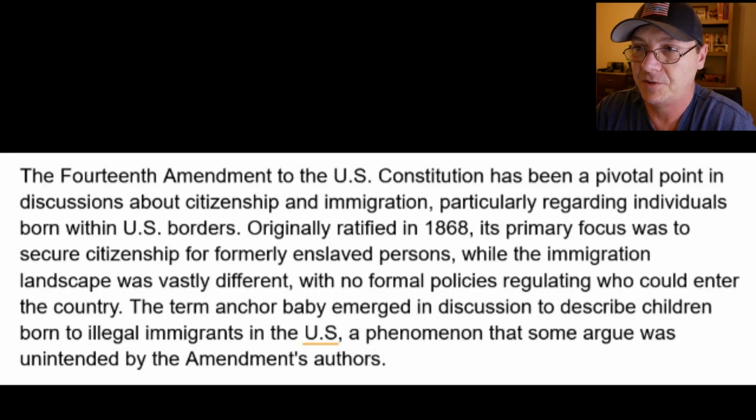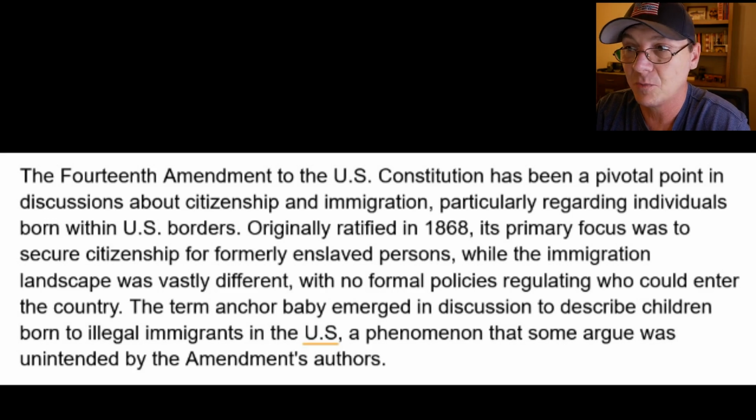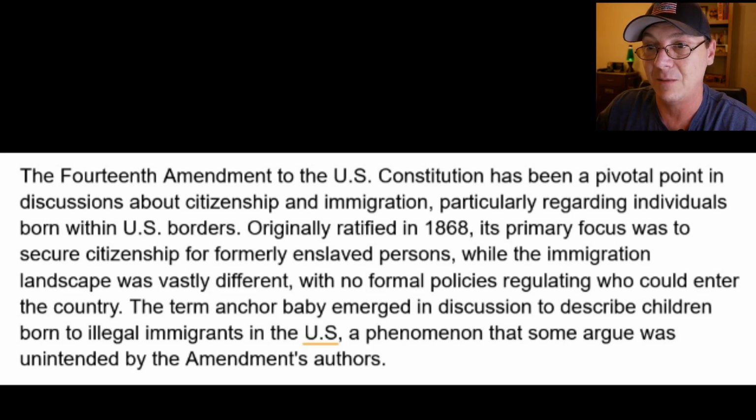So let's talk about background and context for just a moment. The 14th Amendment to the U.S. Constitution has been a pivotal point in discussions about citizenship and immigration, particularly regarding individuals born within U.S. borders. Originally, it was ratified in 1868. Its primary focus was to secure citizenship for formerly enslaved persons, while the immigration landscape was vastly different. With no formal policies regulating who could enter the country.